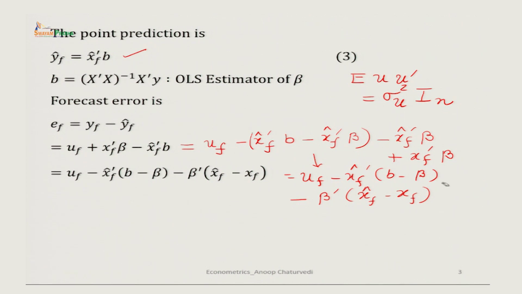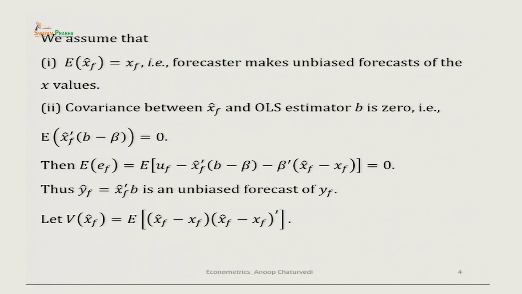So, no, you do not have transpose here. So, you simply have minus beta transpose (xf hat minus xf). Now, we assume that expectation of xf hat is equal to xf. That is, the forecaster makes unbiased forecasts of the x values. Then we also assume that the covariance between xf hat and the OLS estimator b is 0. That is, expectation of xf hat transpose (b minus beta) is equal to 0.